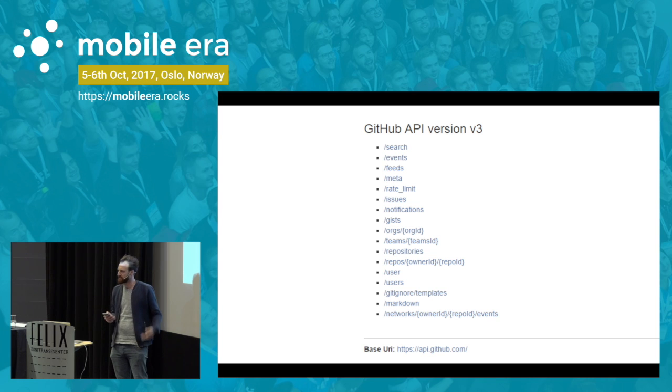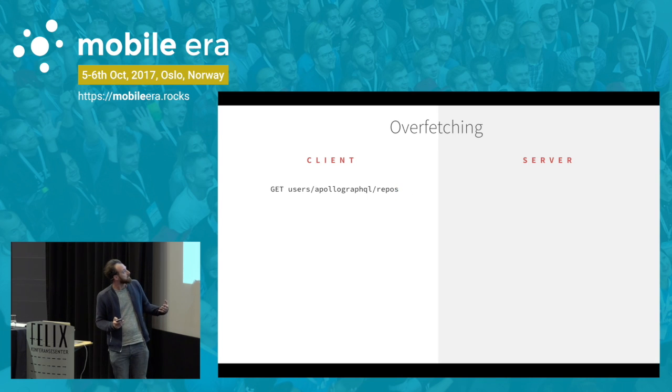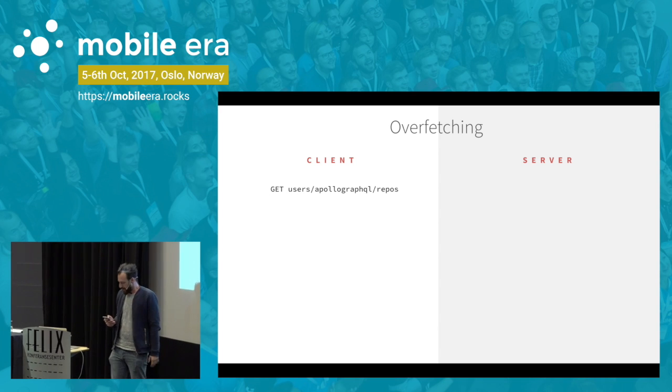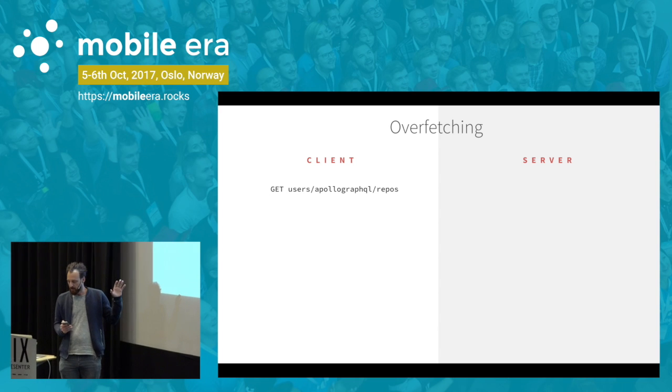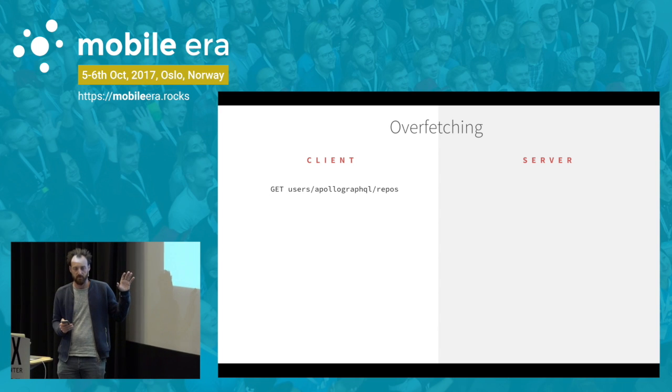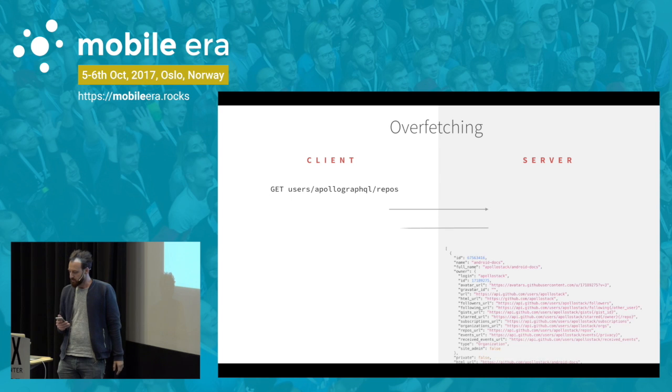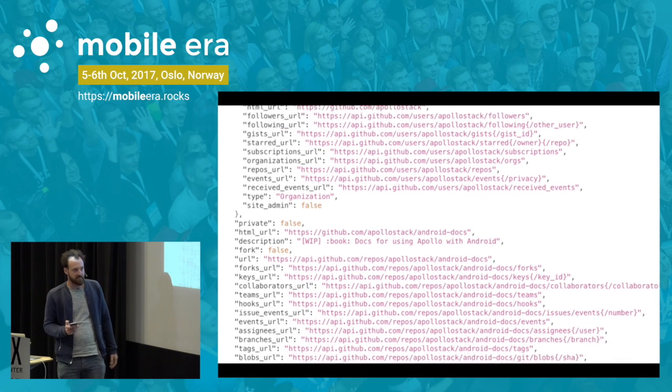And there are a couple of downsides to that model. So think of, for instance, a situation where you want to show a screen with a list of repositories from GitHub. In this case, we're getting all the repositories for the Apollo GraphQL organization. You send a request to the server, and you get back data. What data you get back is under the server's control. The server simply sends you a representation of this resource in REST terms. In this case, that means you actually get back a lot of data.